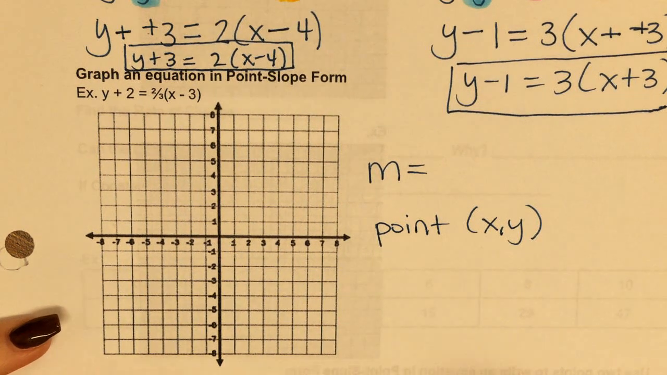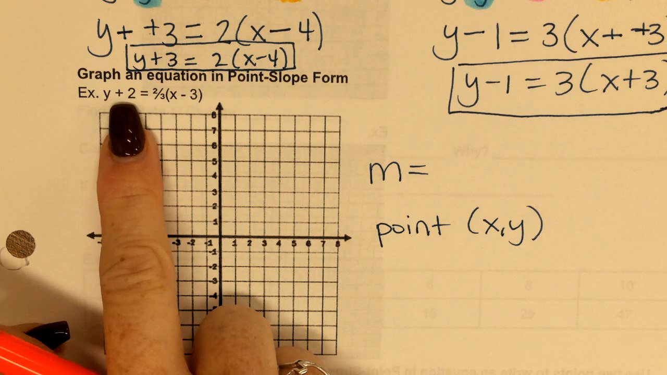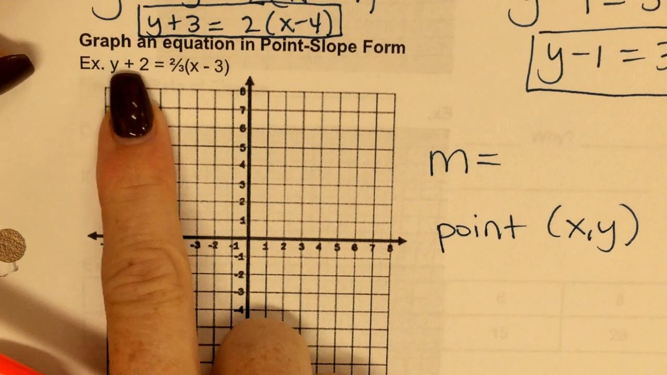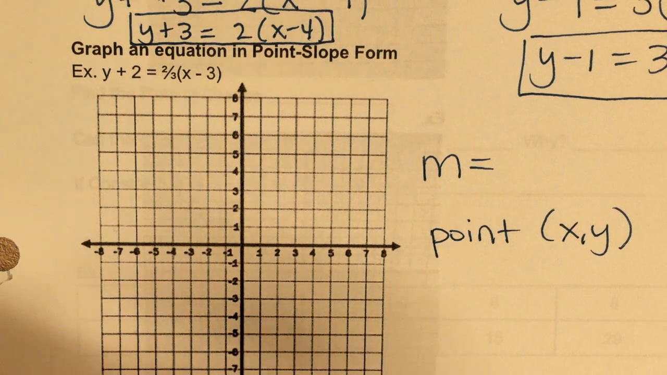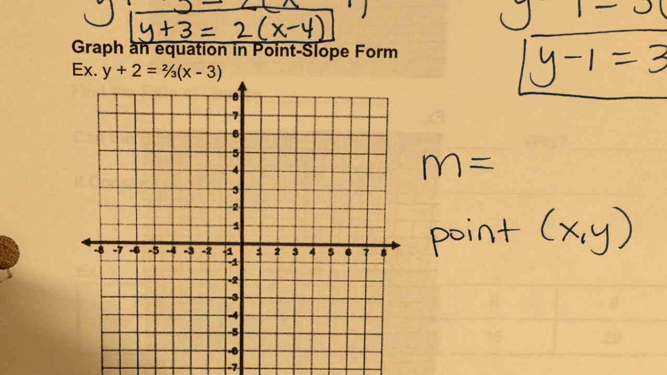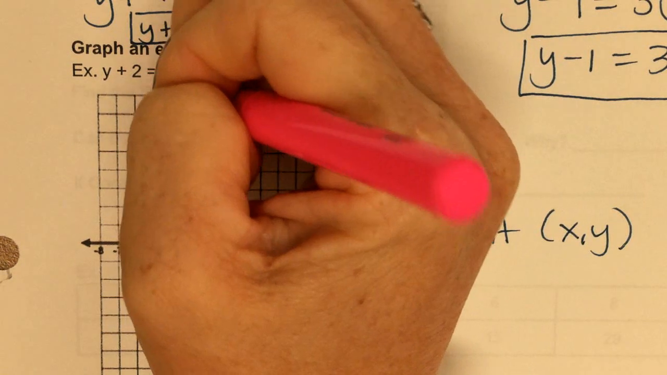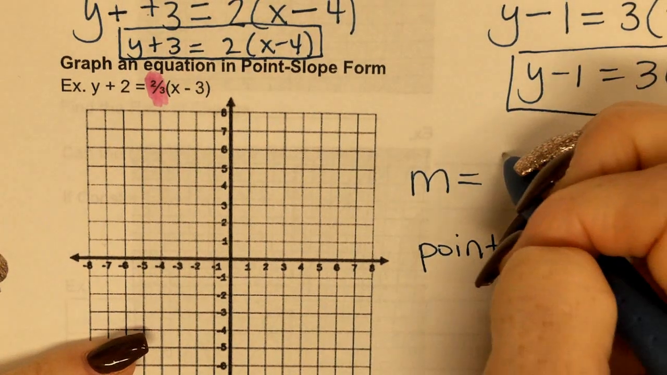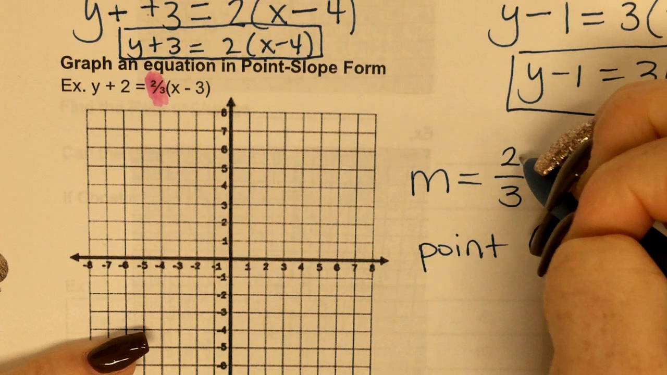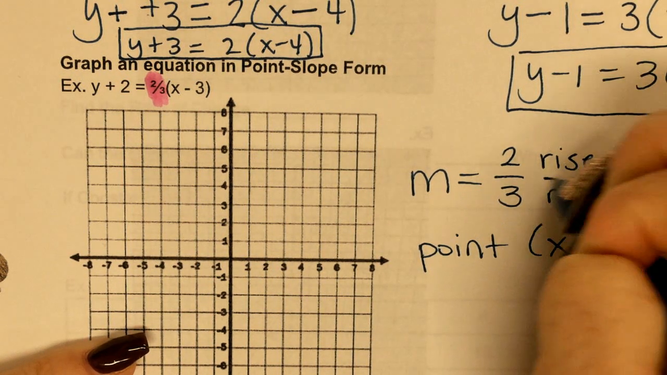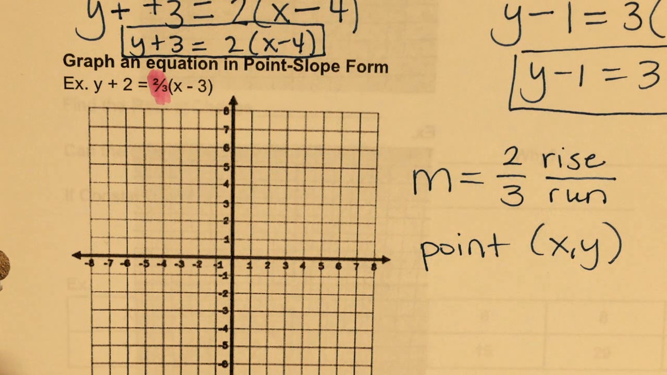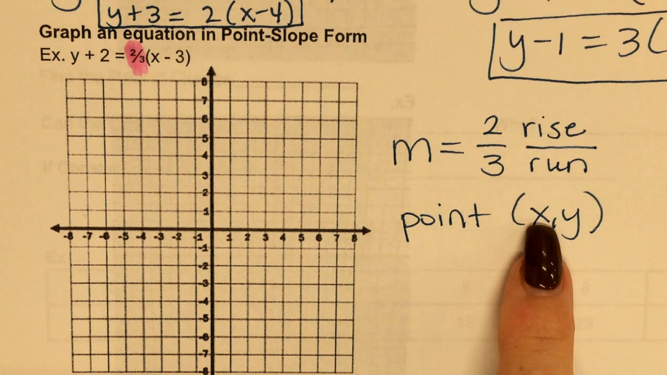So let's go look at this equation. Since it is in point slope form, which of these pieces is the slope? 2/3. So my 2/3 right here is my slope. That means my rise is 2 and my run is 3. Yes? Is everybody okay so far? Now I need to identify a point.